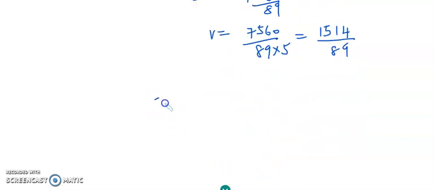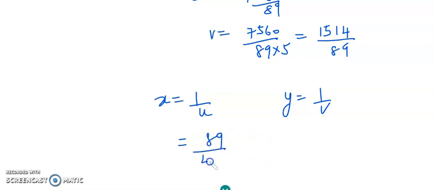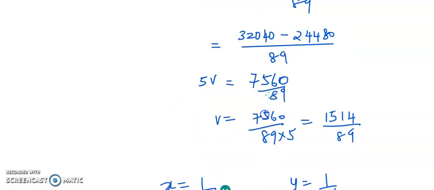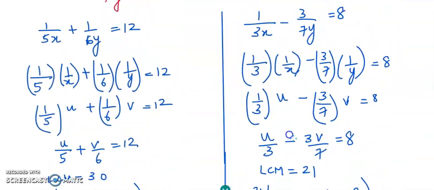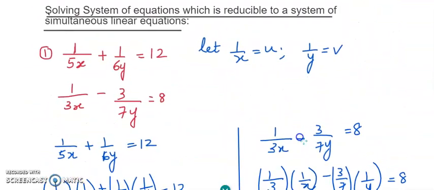So if I directly want to find x, it's just the reciprocal of u and the reciprocal of v. So this will be 4080 divided by 89. That will change to 89 divided by 4080, and y will be the reciprocal, so 89 divided by 1514. Hope this is clear. Okay, I've taken 2 more questions, but I'll help you only in the first step. It's a very lengthy question. That's why I took it to solve it.